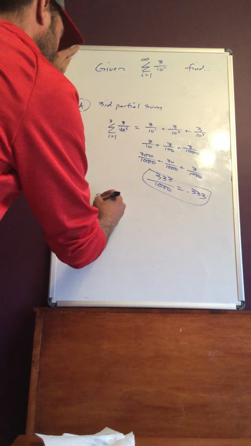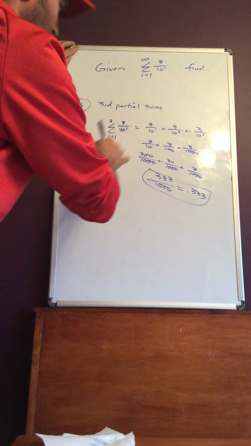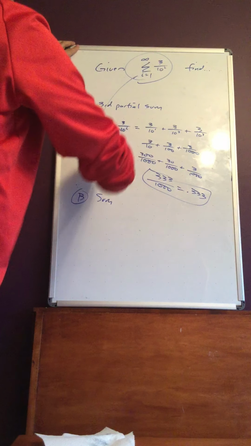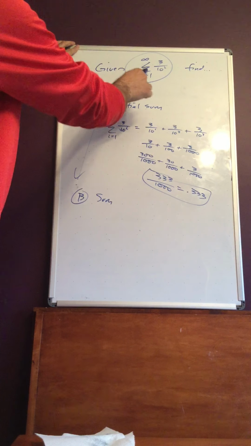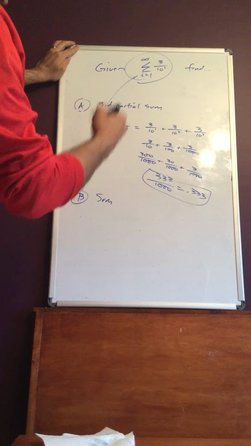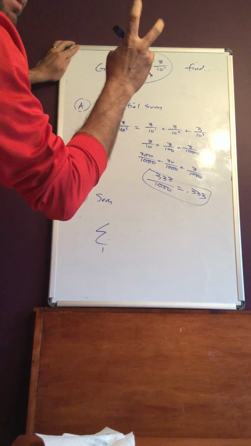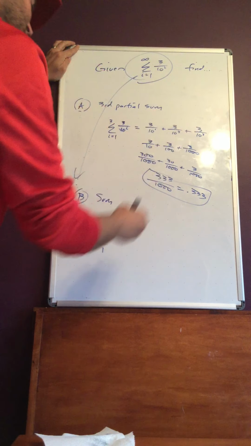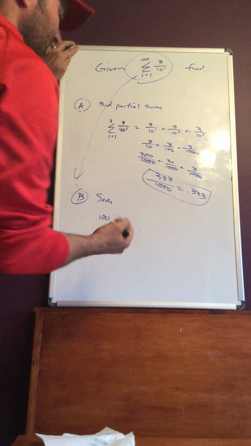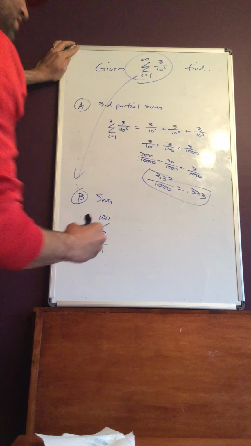Okay, so B, the whole sum of this thing right here, which means from 1 to infinity. What we're going to recommend is that you just plug in a pretty big number. Instead of infinity, plug in something like, find the sum of the first 100 terms.